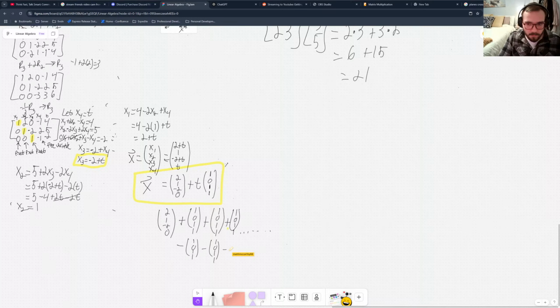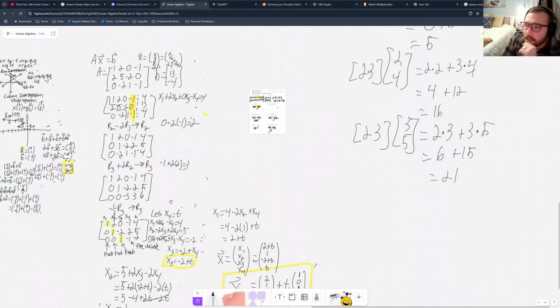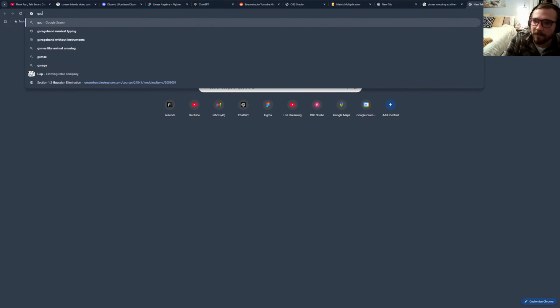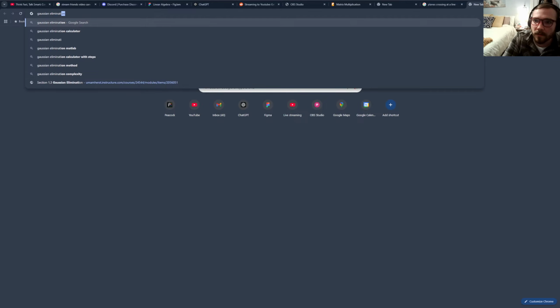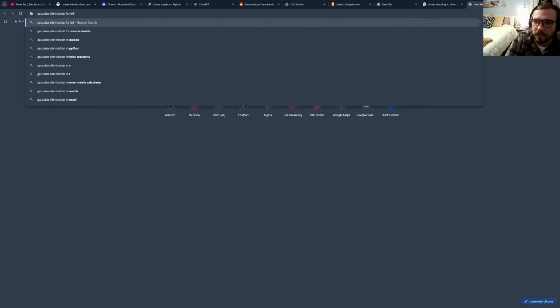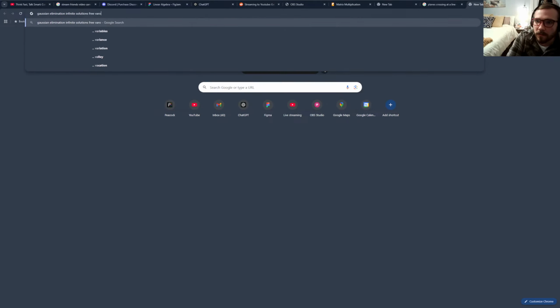What is this concept called again? I just want to write it down so I can do some independent research. I think this would still be considered Gaussian elimination, but it would be Gaussian elimination for infinitely many solutions. Let me see if I'm right. Elimination for infinite solutions. Free variable.